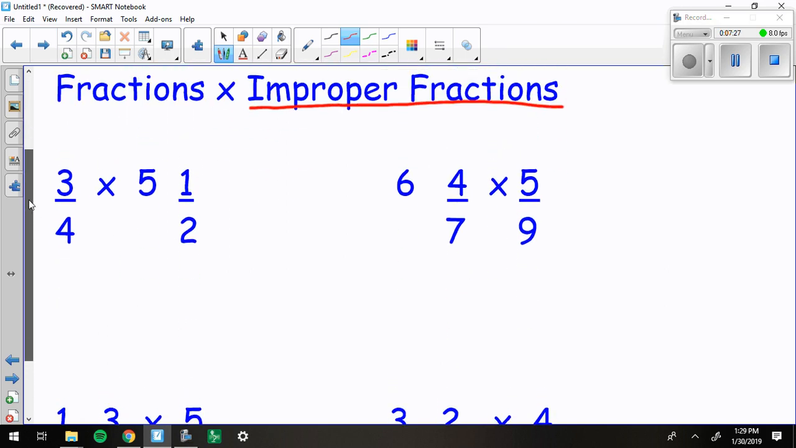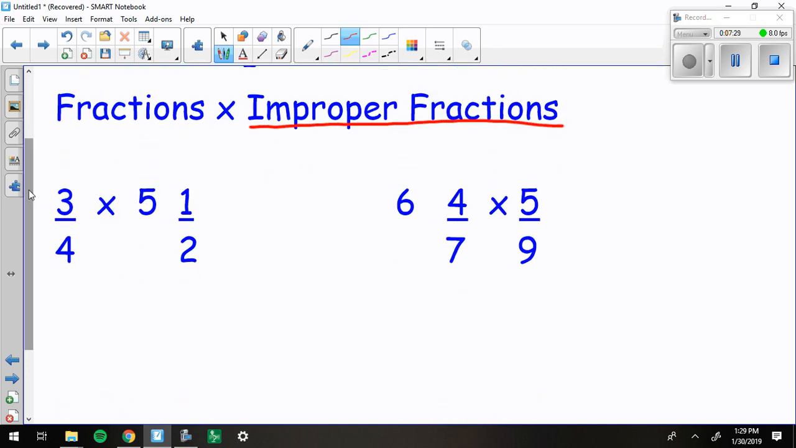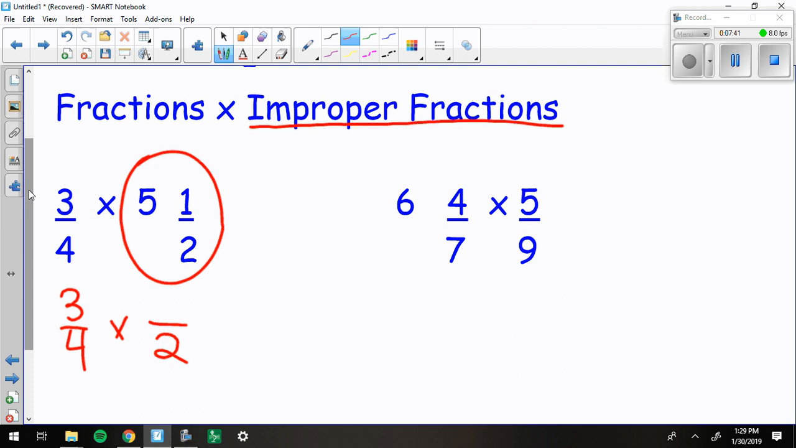So, looking here at this first one, 3/4 times 5 and 1/2. My 3/4 can stay the same. But what I need to do is change this mixed number, 5 and 1/2, to an improper fraction. My 2 is going to stay the same because I don't touch my denominator. And remember, I do 5 times 2 is 10, plus 1 is 11/2. And now it's just a normal problem. 3 times 11 is 33. 4 times 2 is 8.